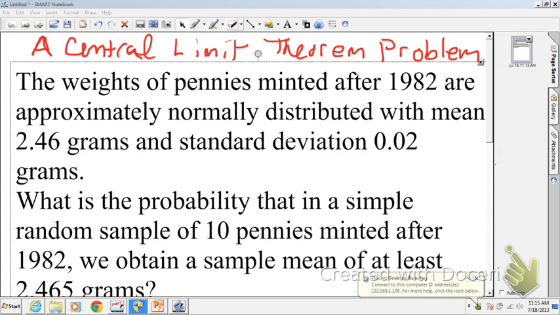Welcome back. Today I wanted to take a look at a central limit theorem problem. The weights of pennies, in other words, this problem is going to require us to know a little bit about the central limit theorem. I'll read it first.